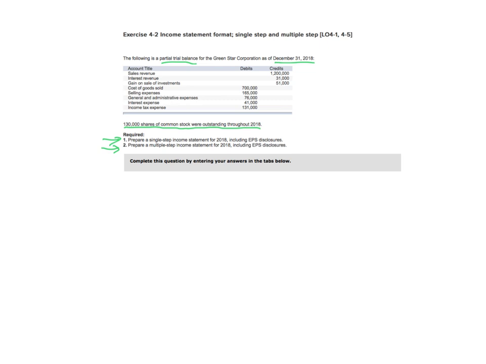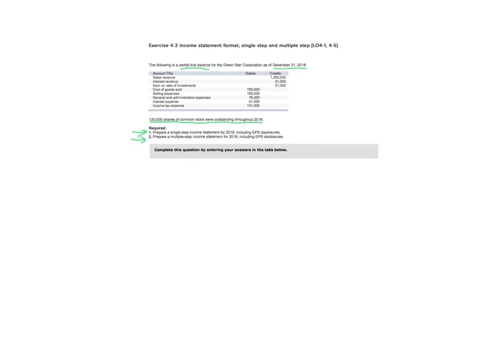Let's start with the single step income statement. Remember that a single step income statement has essentially one step. It's revenues and gains minus expenses and losses. We're going to start with the header because we'd include that either way, regardless of the statement we're preparing, multi or single.